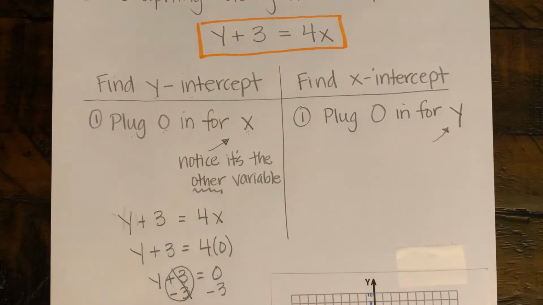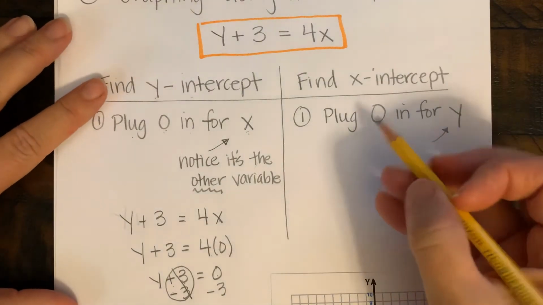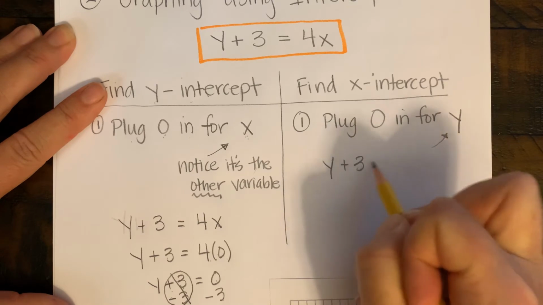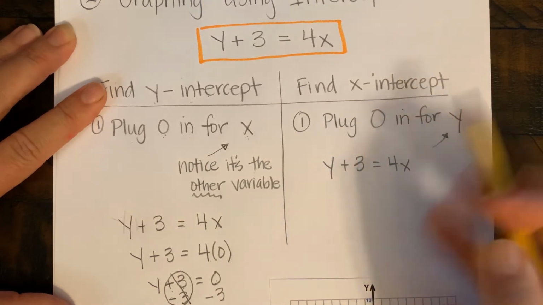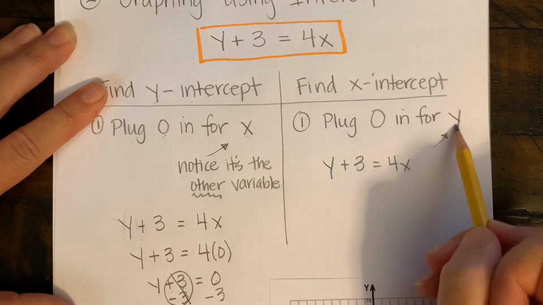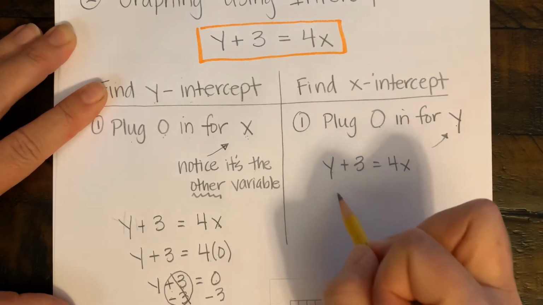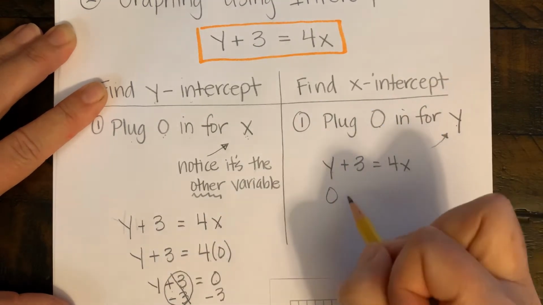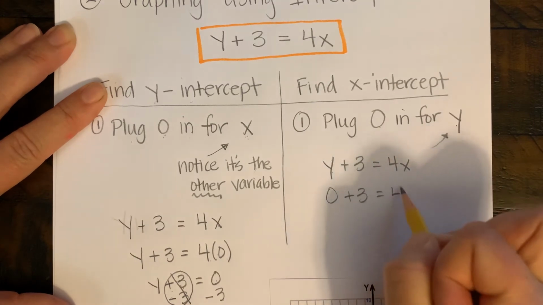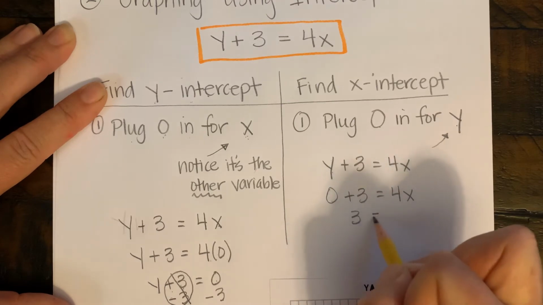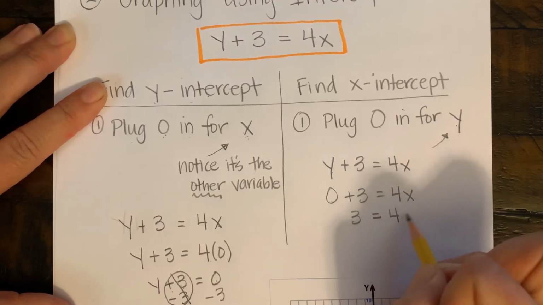Now, we're going to do the same thing for our x-intercept. So notice I'm going to write my equation, y plus 3 equals 4x. I am going to this time plug in 0 for y because I'm looking for my x. So I'm going to take my y and make it a 0. 0 plus 3 equals 4x. Now, 0 plus 3 is 3, equals 4x.